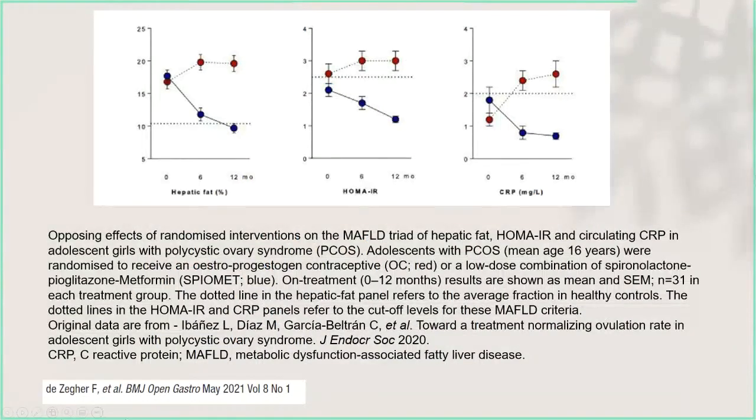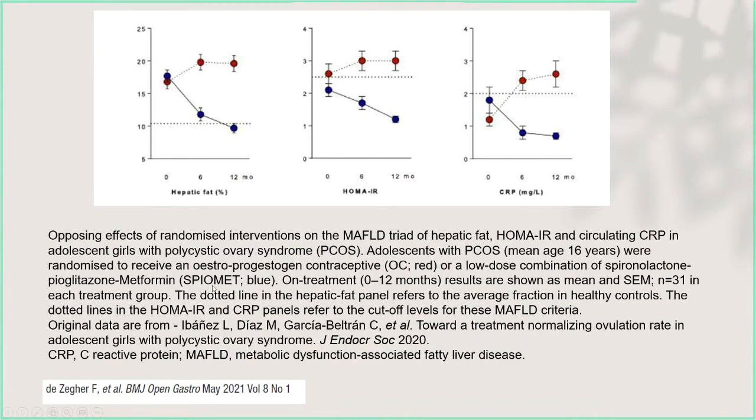Now, this is a very interesting study published earlier this year. It used a combination of 3 drugs, spironolactone, pioglitazone, and metformin, for treatment of young adolescent women with PCOS, and compared it to just an oral contraceptive. They looked at the hepatic fat content, and you can see there's a significant reduction compared to a slight increase in hepatic fat with OCPs, and a decrease in the HOMA-IR as you expect. The dose of spironolactone here is 25 milligrams.